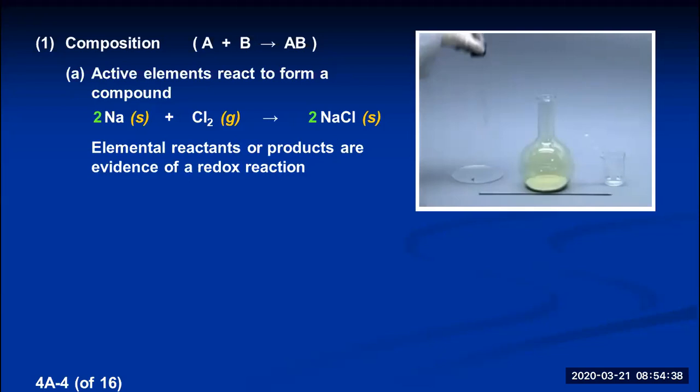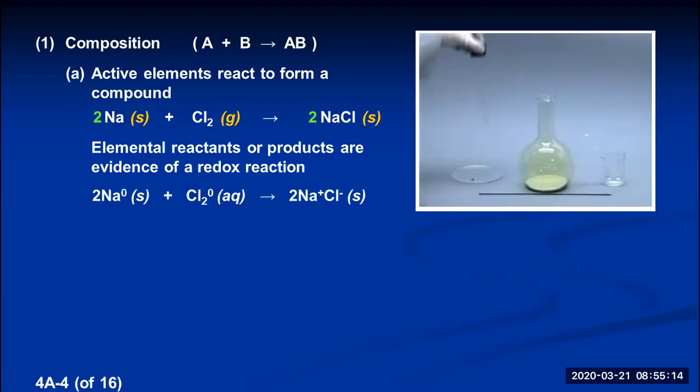So elemental reactions or products are always evidence that a redox reaction is going to occur. If you see any elemental material in an equation, the only way it's going to react is if it gains or loses electrons. So you can identify an oxidation reduction reaction by looking just at the basic equation itself if you see there are some elemental substances in the equation. In this case, there's elemental sodium and elemental chlorine. This is not elemental sodium and elemental chlorine. That's a sodium ion and a chloride ion. So these were the evidences that this would be an oxidation reduction reaction.